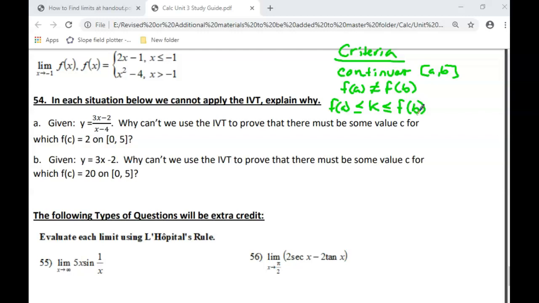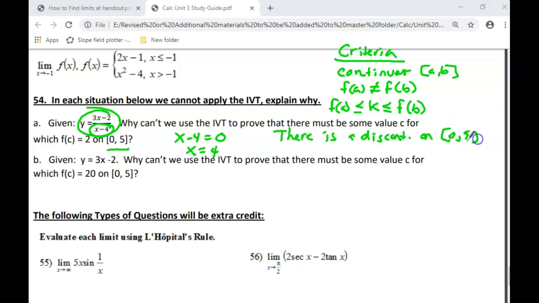So for number 1, let's see which one of these fail. Let's make sure it's continuous on the interval. This is a rational function. Rational functions have discontinuities where the denominator equals 0. So the denominator equals 0 when x equals 4. And is 4 on the interval? The answer is yes. So therefore, there is a discontinuity on the interval. So that's why we cannot apply the IVT on this problem. It's not continuous on the interval. There is a discontinuity present.